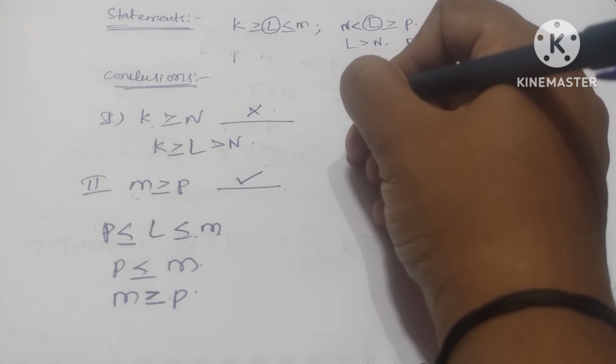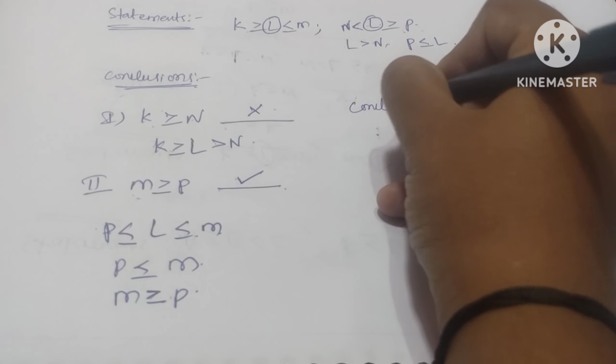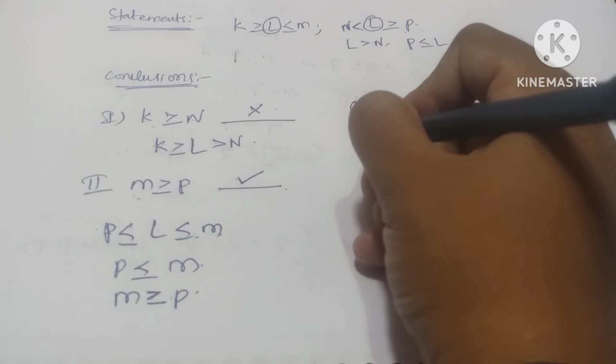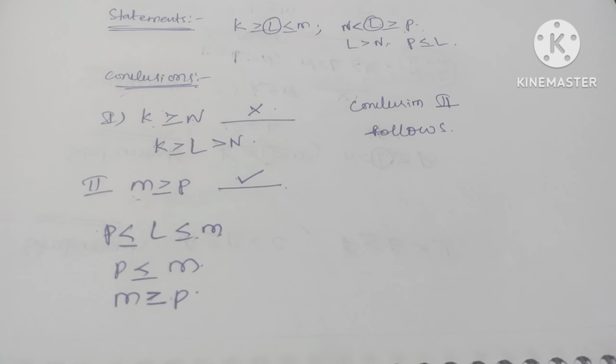So, here what is the answer? Conclusion 2 follows, right? These are some important examples regarding this type of coded inequalities. Okay, please practice more and more questions to get very clarity about this coded inequality, any of the topic. Okay, we have to practice more and more to get 100% confident about a particular topic.